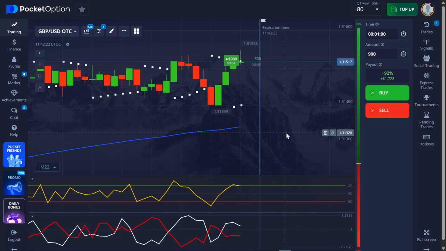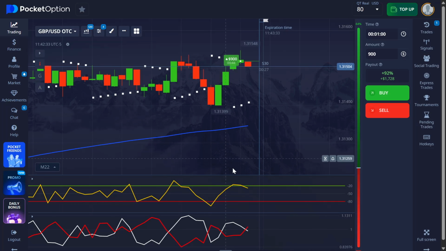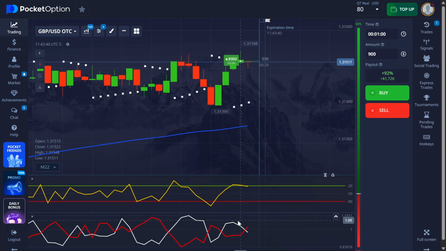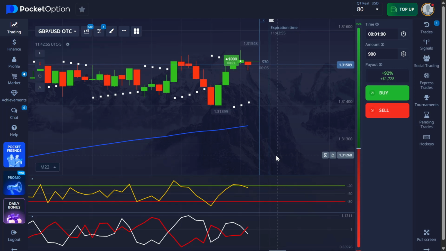Nicely done. If you pay attention here now guys, you see that the second parabolic has formed, right? We are above the moving average, and we saw that vortex was crossed in the higher direction at the time, and yeah, Williams R is above the line here. It's trying to cross, but the main thing is that when you enter your trade, make sure all signals are pointing in the same direction. If the signal changes last minute, there is nothing you can do about that.